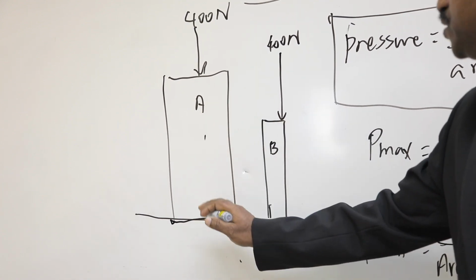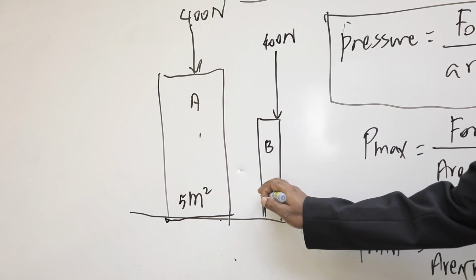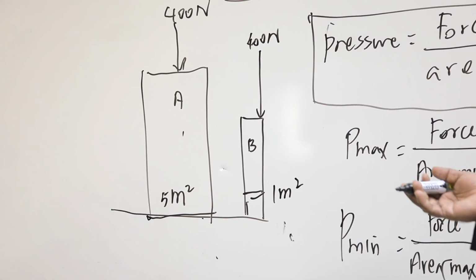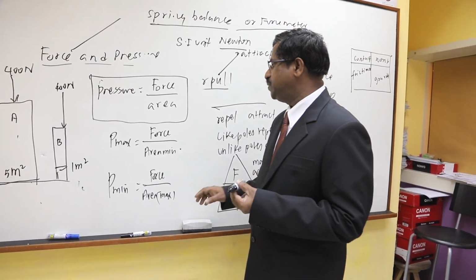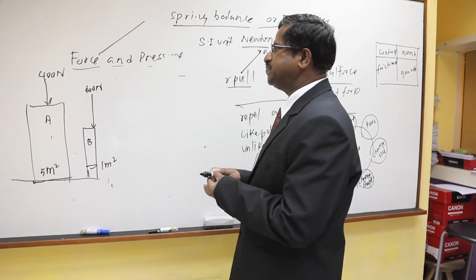The base area for box A is, for example, 5 square meters. The base area for box B is, for example, 1 square meter. You might obviously know that smaller the area, greater the pressure. How do we calculate using the formula? The formula says pressure is force over area.